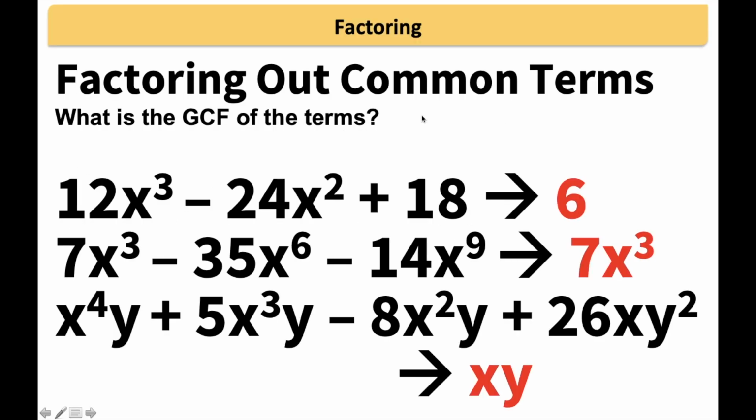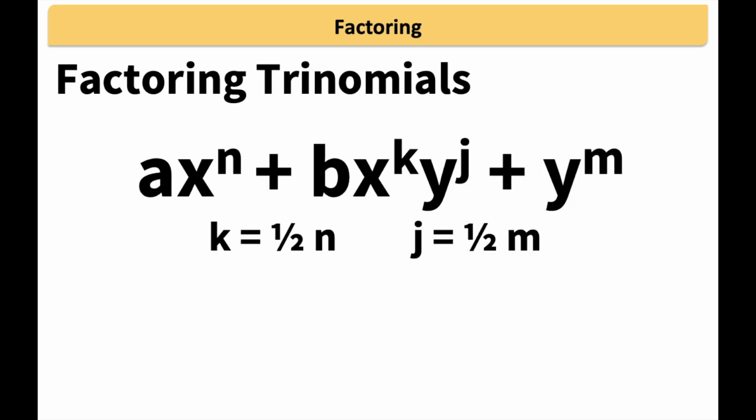Okay, so that's it for factoring out common terms or factoring out monomials from a polynomial. Now, let's talk about factoring trinomials. So, in general, yung mga i-discuss natin today would apply sa ating mga trinomials na merong form a x raised to n plus b x raised to k y raised to j plus y raised to m. For example, if meron tayong x raised to 4 plus 2x raised to 2 plus 2, applicable din sa mga ganitong itsura yung i-discuss natin.